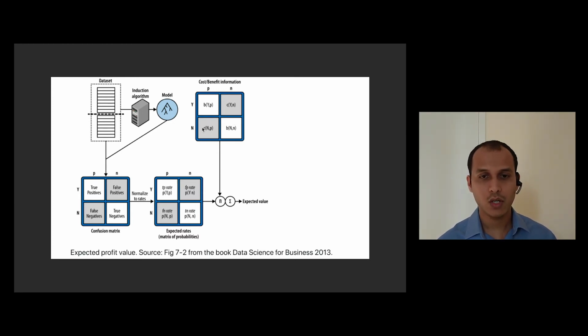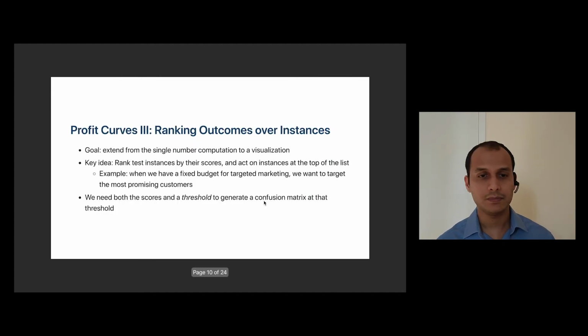So what we're going to do is an element-wise multiplication. We'll multiply the first cell with the first cell, the second cell in the first row with the second cell in the first row, and so on. We'll multiply them together, and then we'll get four numbers. We'll add them together, and that's my expected value, my average profit for this classifier. Here's the most interesting part of this lecture: that's for a specific classifier. There was a confusion matrix, and we computed an expected profit.